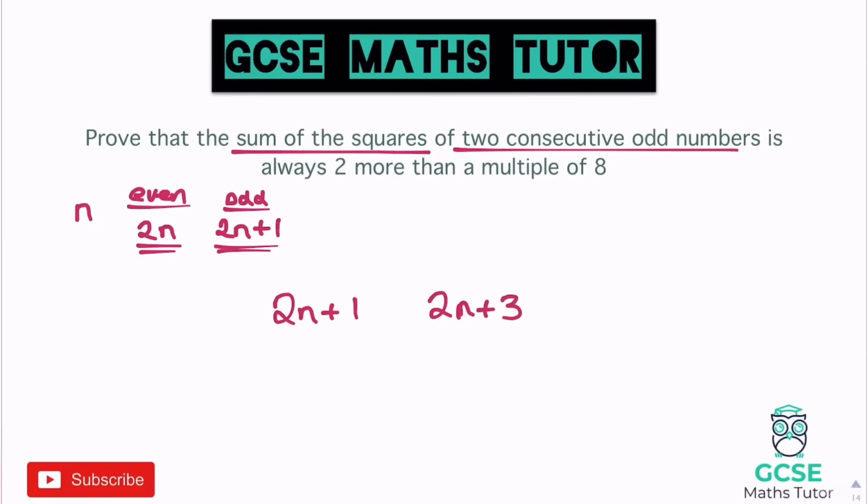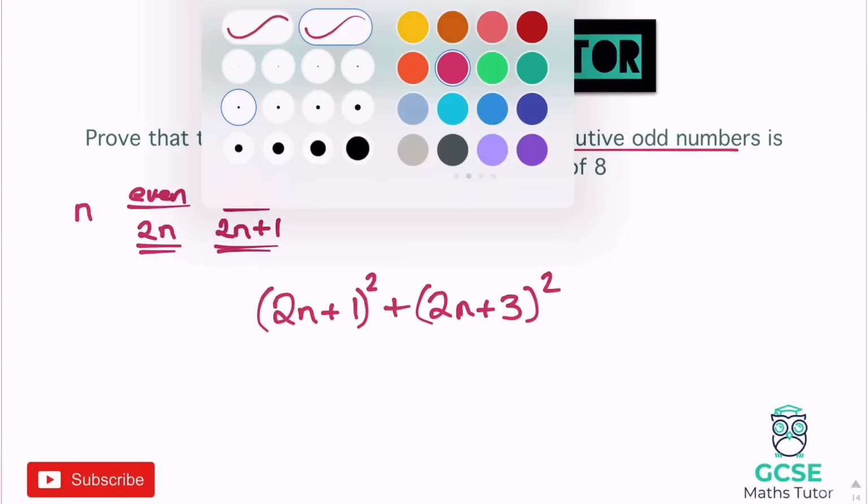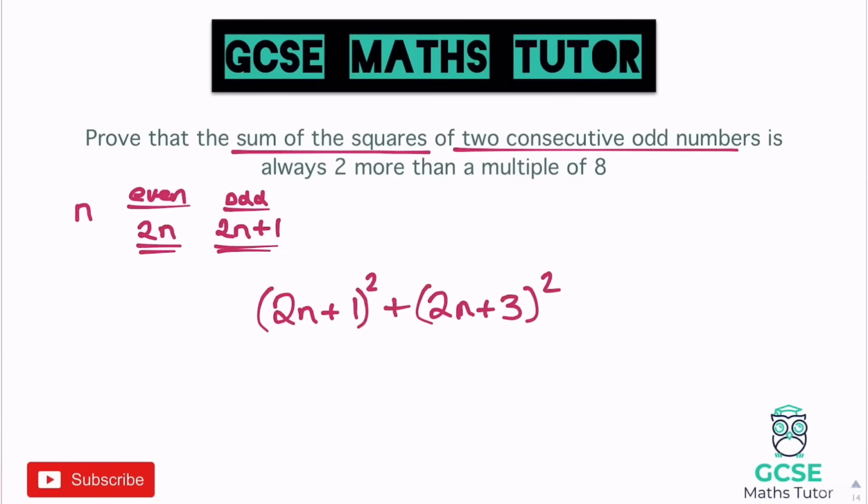And it says the sum of the squares, which means we've got to square them. So I'll square them both. And the sum means to add, so we're going to add them both together. And again, lots of different variations we could have here, but we've just got to square these.